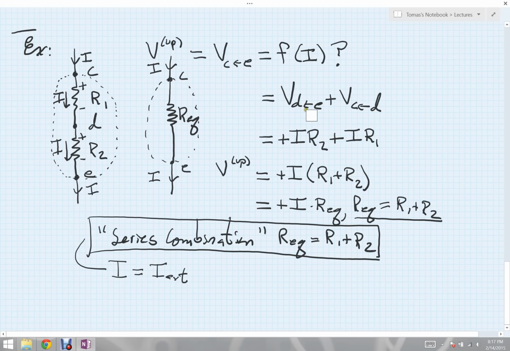The other key point here had to do with the voltages. In this case, the voltages across each of my elements had to be added together to give me the final external voltage. So then we would say that in a series combination, you sum the internal voltages in order to get the external voltages. And that's a more formal definition of what we mean by a series combination.